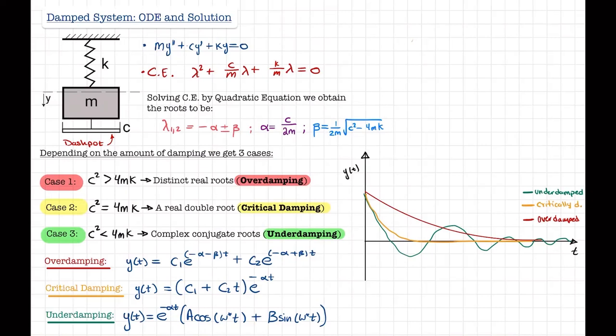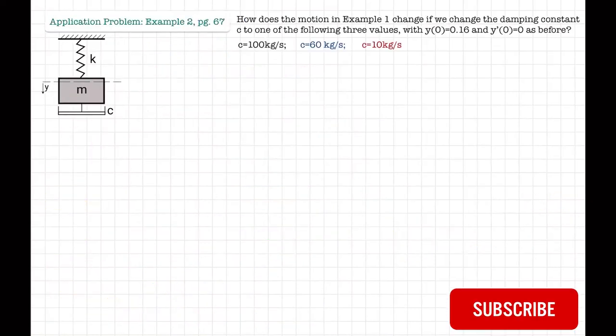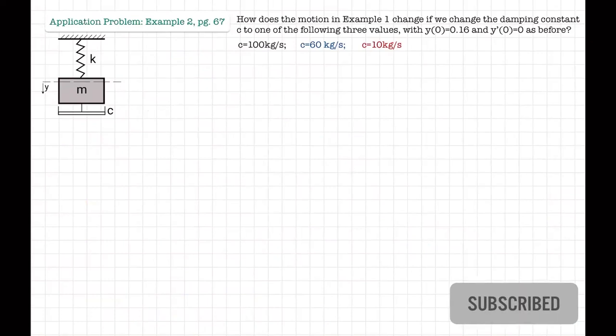So let's do an application problem and see how changing the damping affects the whole system. In this example, they're asking how the motion changes from the previous video we did with the mass spring system if we add a damping constant. We have three different values: 100 kilograms per second, 60 kilograms per second, and 10 kilograms per second. So basically, we're going to solve this problem three different times with three different constants.